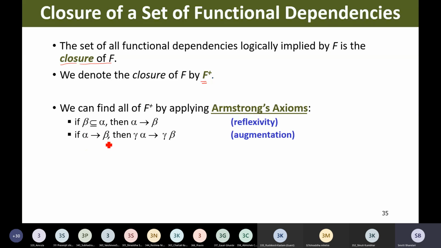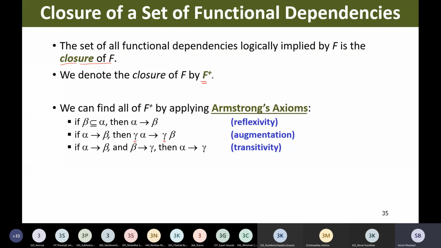If alpha determines beta, then gamma alpha determines gamma beta. So we are augmenting the attribute or set of attributes towards both the sides of the functional dependency, and we come up with a new one. So this is called the augmentation rule. The third rule that we have seen is the transitivity rule. So if alpha determines beta and if beta determines gamma, then alpha determines gamma. So this is known as the transitivity rule.